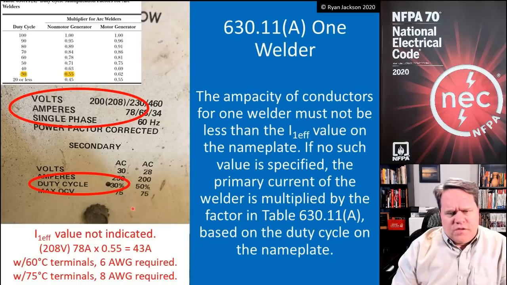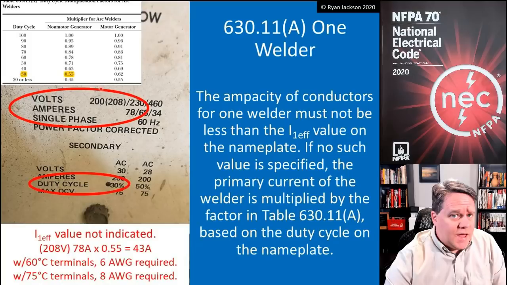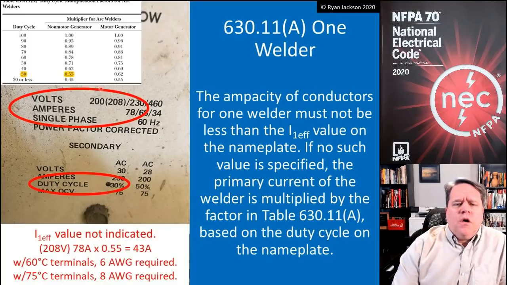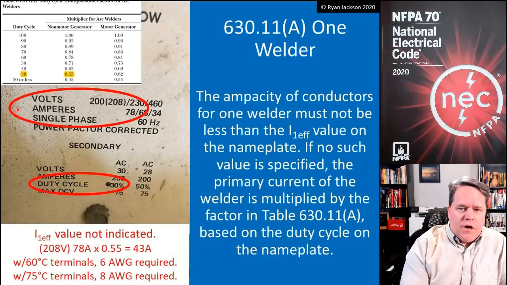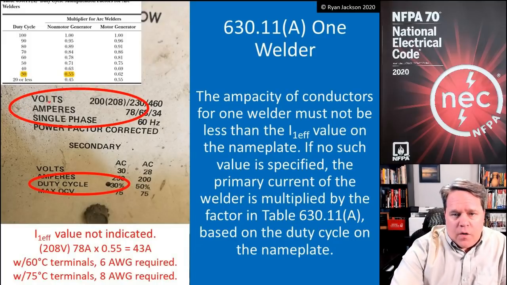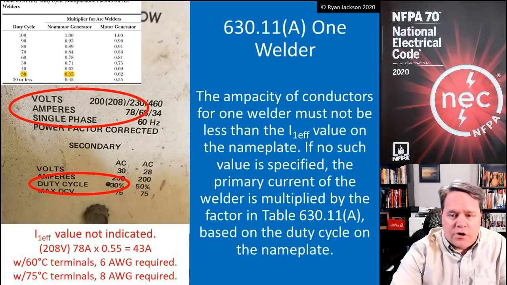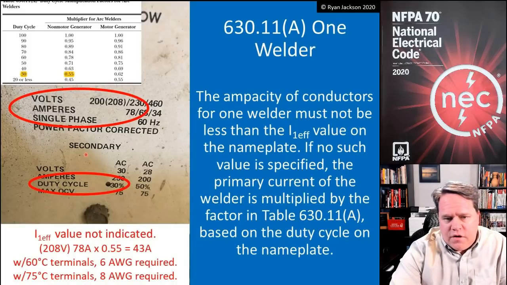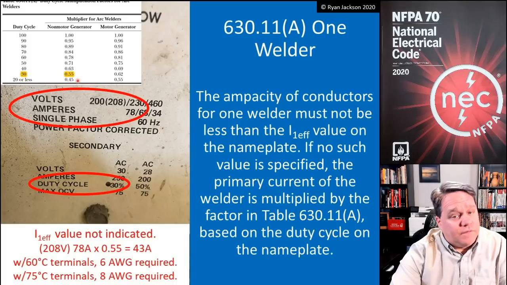Now, I know that it's kind of small up here in the top left, but if I go to 630.11(A), and hopefully you've got a code book, you're following along, you would look at the duty cycle. This is a non-motor generator arc welder. So I would be down here, the duty cycle is 30% as marked, and it says 0.55 is the demand factor. So we're going to take our 78 amps, which is our primary current, multiplied by the demand factor of 0.55.